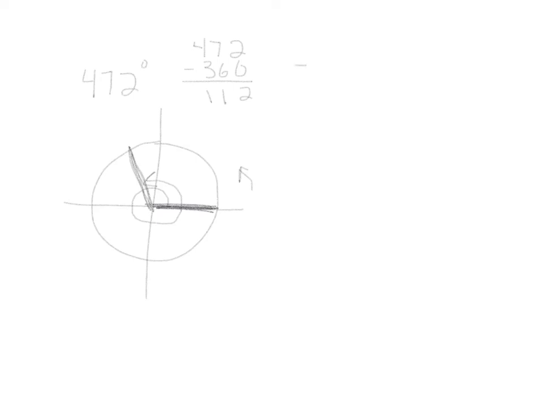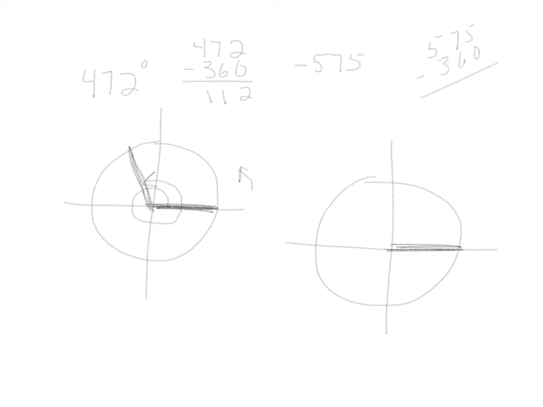Let's do one more example, a 575 degree angle. So we have our circle. Our initial side is marked. We now need to take 575. Let's subtract 360. That would give us a 215 degree angle.